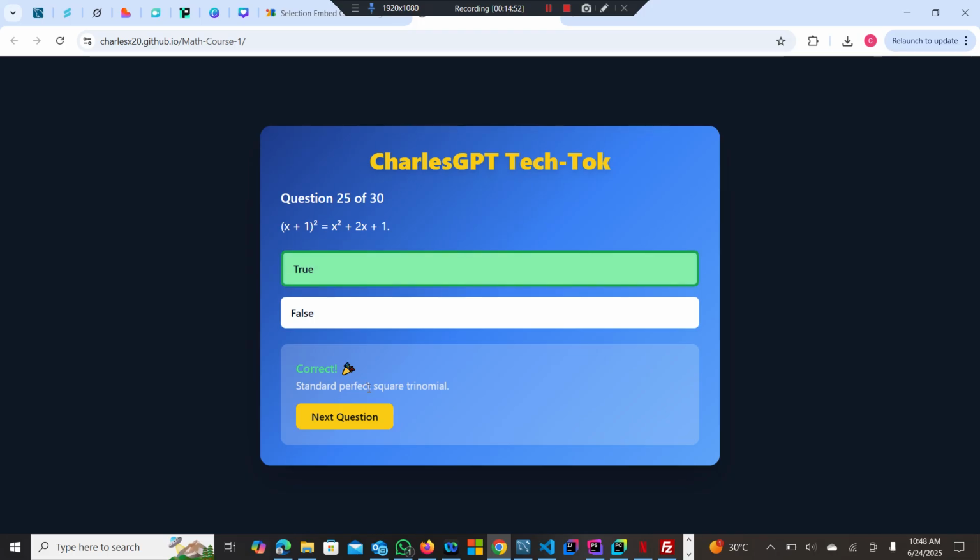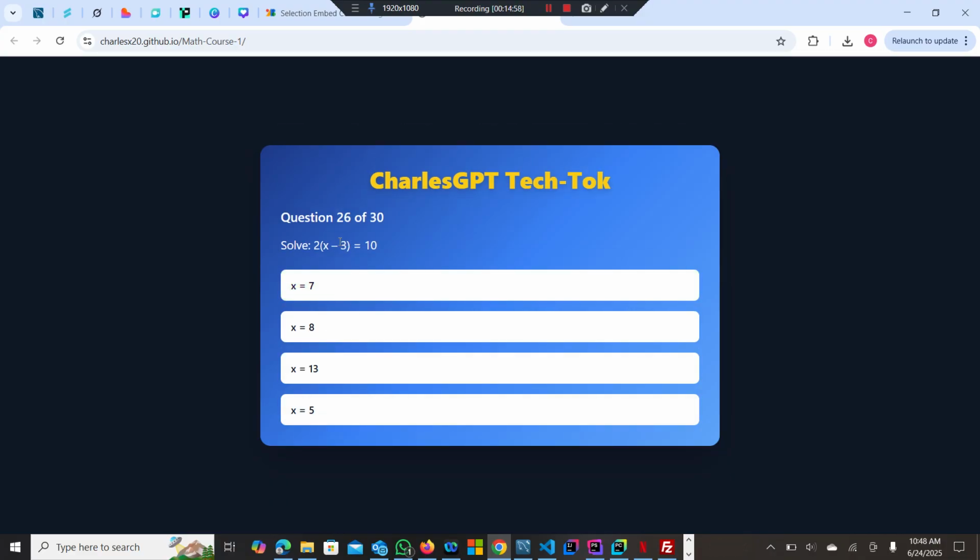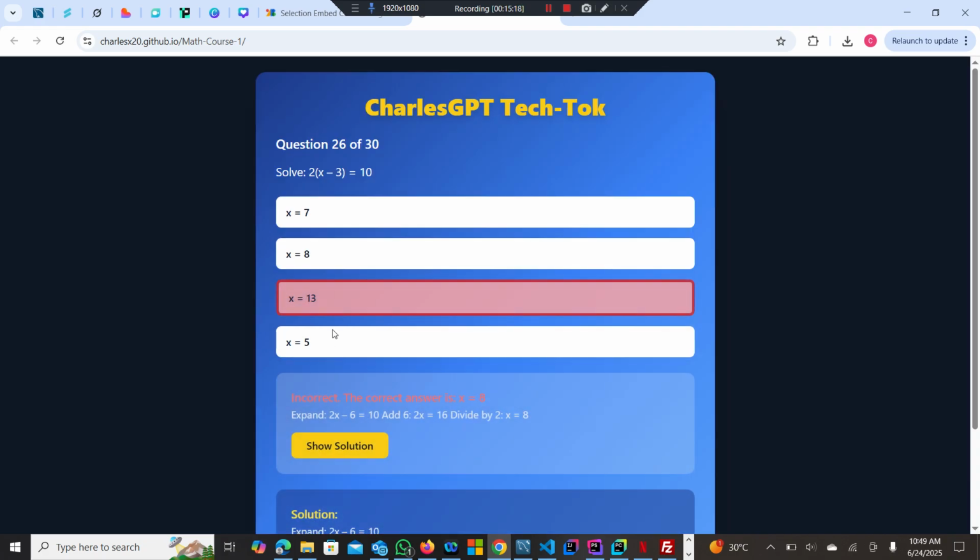True. Standard perfect square trinomial. The next one would be 2 in parentheses x minus 3 equals 10. What would be x? I think x would be 13 or something. Oh, I failed it.